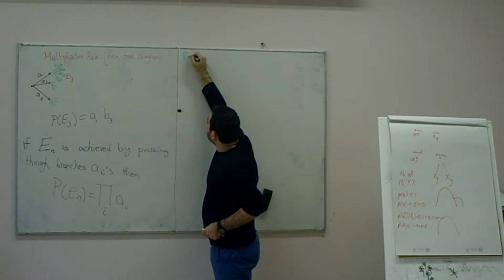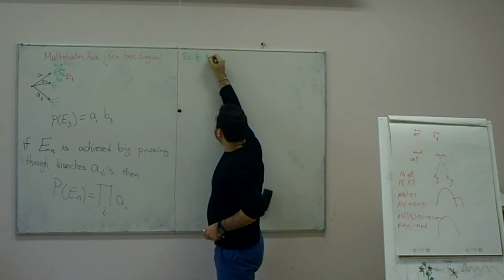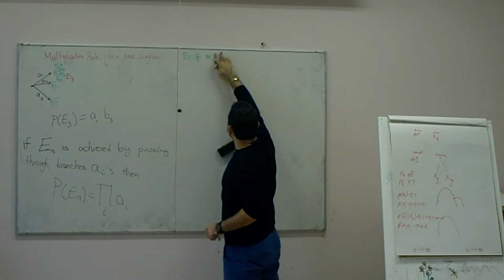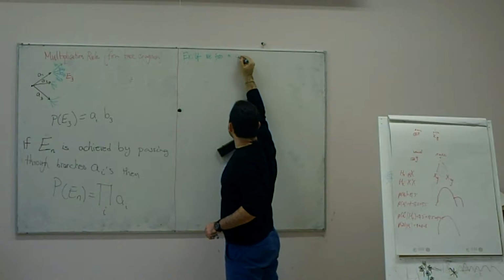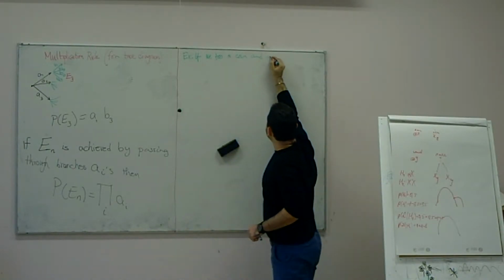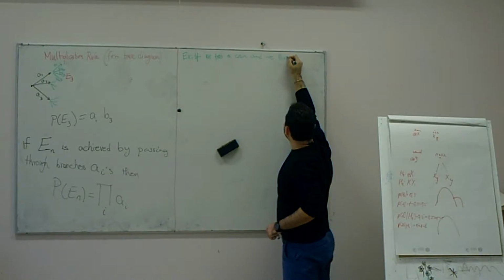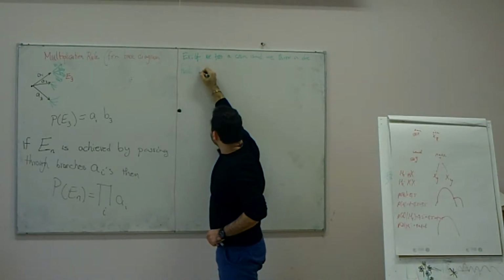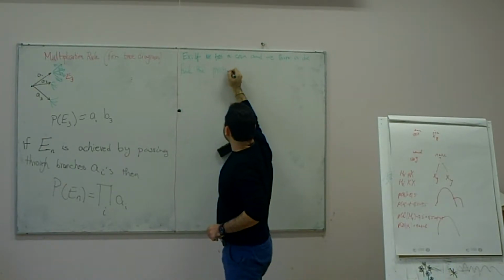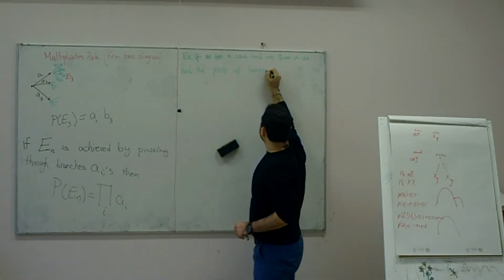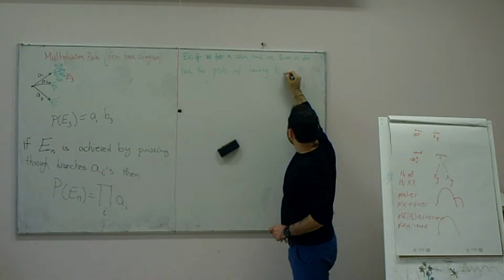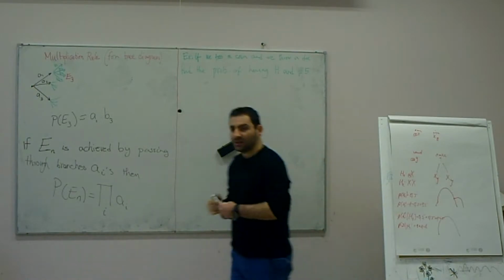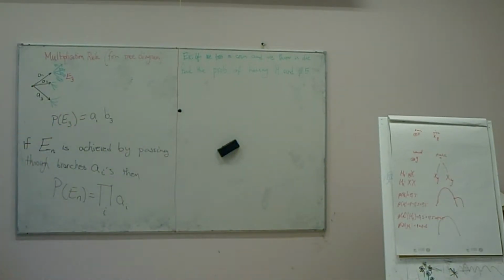As an example, if we toss a coin and we throw a die, find the probability of having head and number 5. What is the probability of having head and number 5?